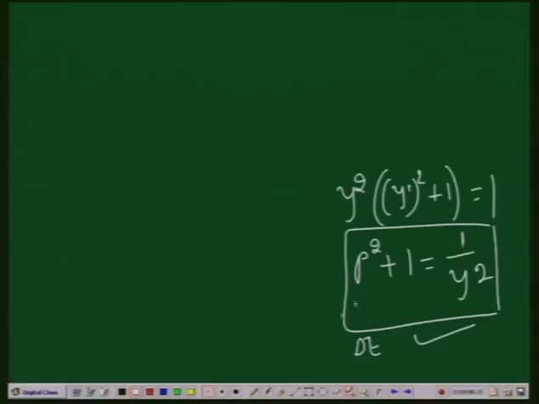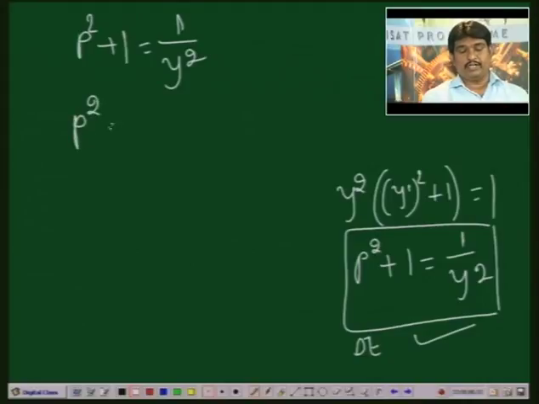Consider this equation, p square plus 1 equals 1 divided by y square. According to the solver for p method, we have to factorize it. We have to find the roots. You can write this as p square equals 1 by y square minus 1.